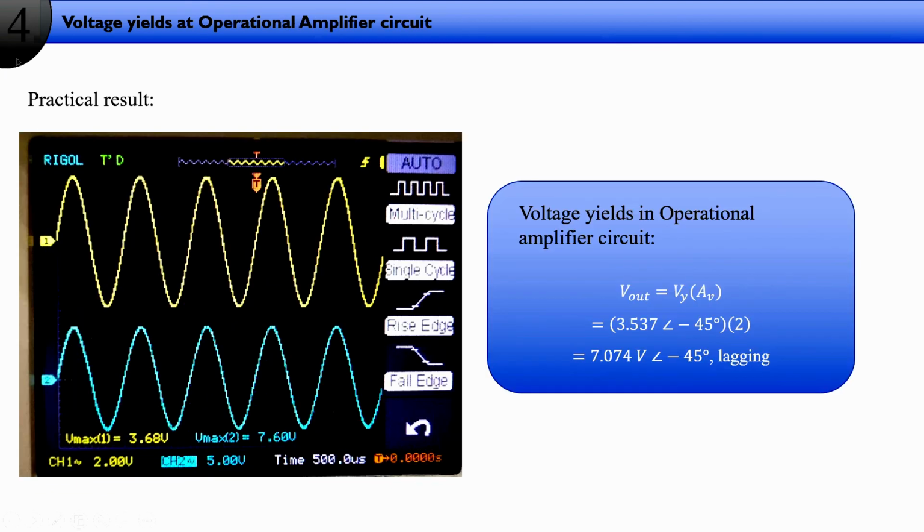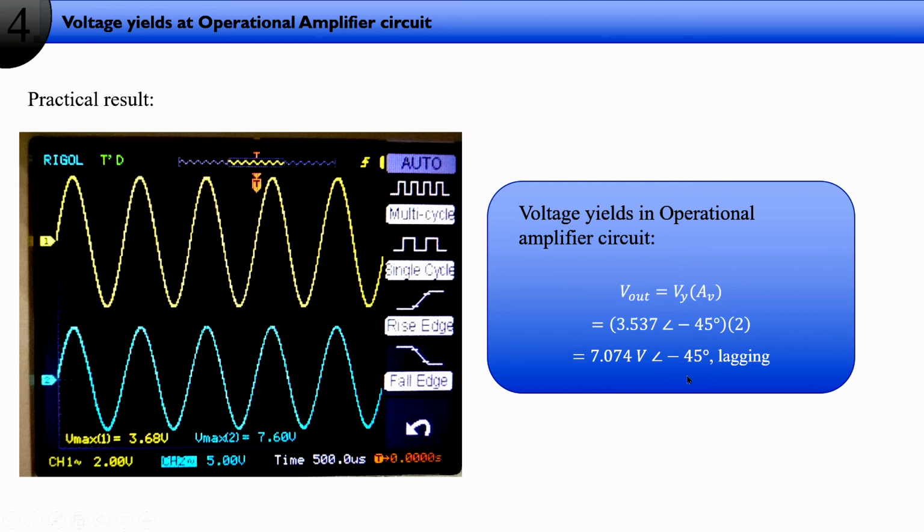Next is my voltage Vy at the operational amplifier circuit. As you can see, on the left side is my practical results, and on the right side is my theory calculations. As we got earlier, we get a Vy of 3.537 at an angle of 45 degrees. And if we times 2 because of the gain, we get 7.074 volts and negative 45 degrees lagging.